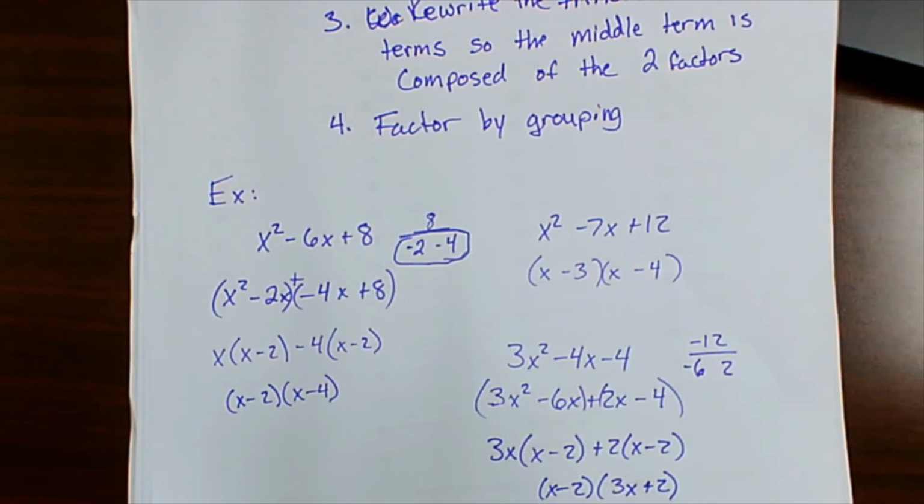And then when you check your answer, the first terms, when you multiply them, you should get your first term. Your last terms, when you multiply them, you should get your last term. To get your middle term, you're going to take the outers and the inners. So x times 2 is 2x. Negative 2 times 3x is negative 6x. So there is where our negative 6x and our 2x come from. So the outers and inners, when you add them together, should give you your middle term.